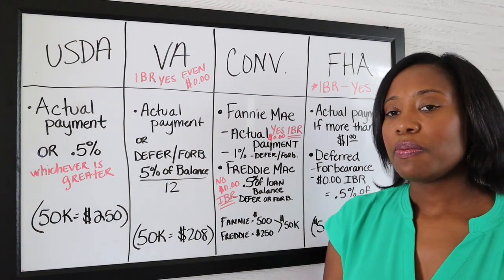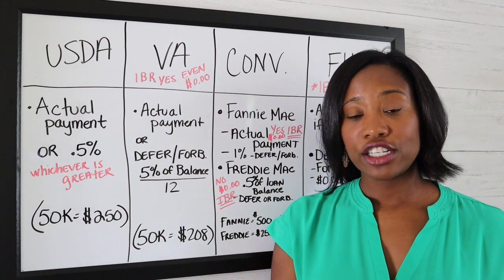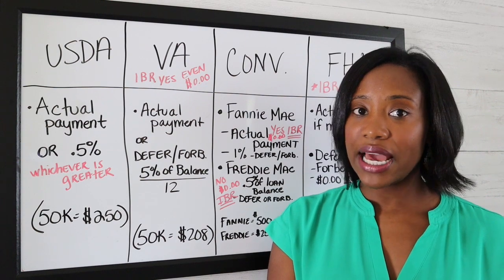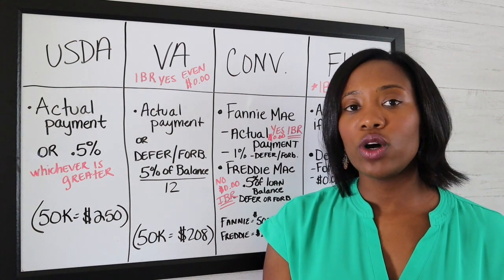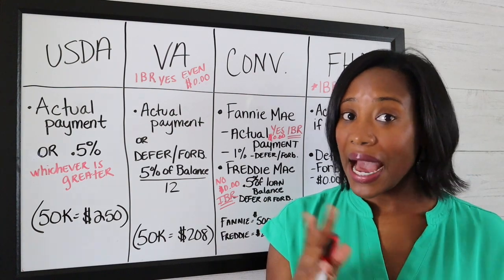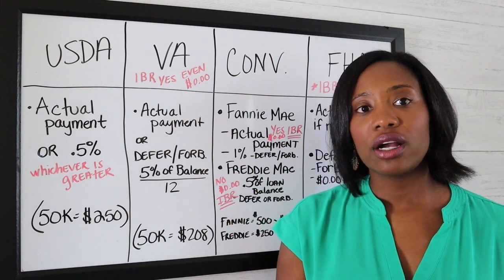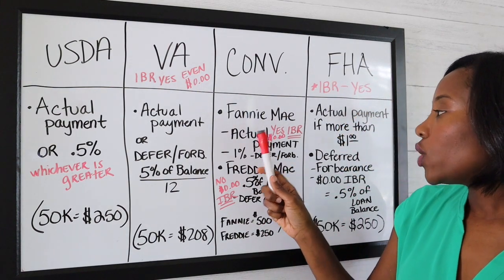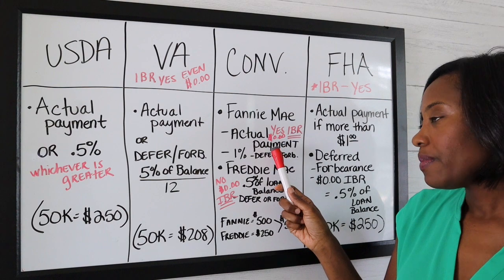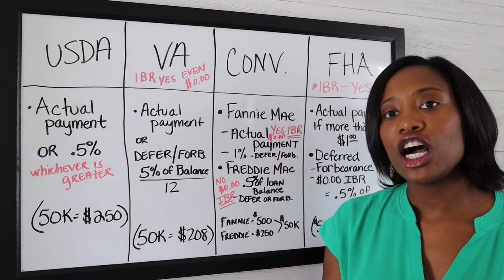Now let's go to conventional. Conventional is either backed by Fannie Mae or Freddie Mac. So Fannie Mae looks at your student loan debt a little bit differently than Freddie Mac. If you're not sure which one you are being backed by, just ask your lender if they use Fannie Mae or Freddie Mac.